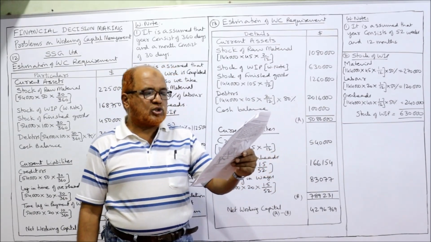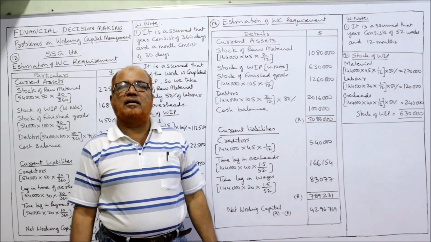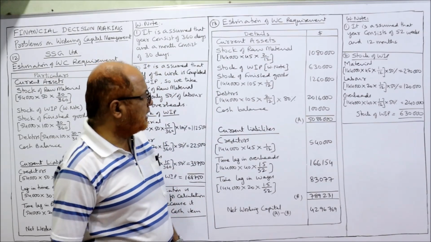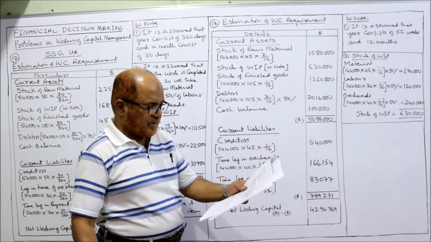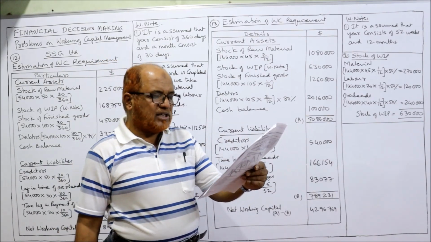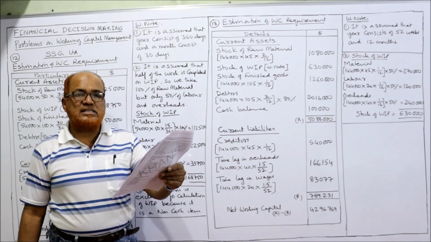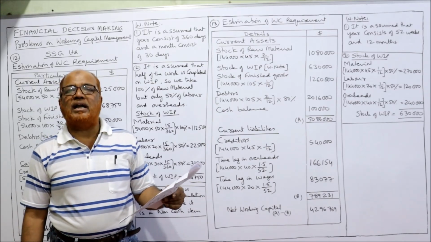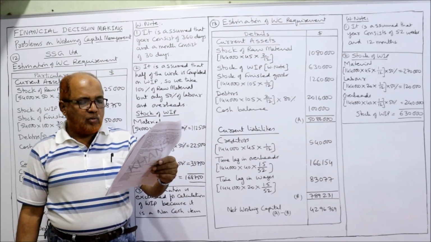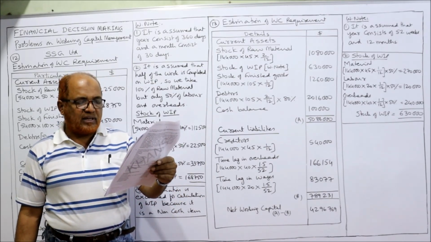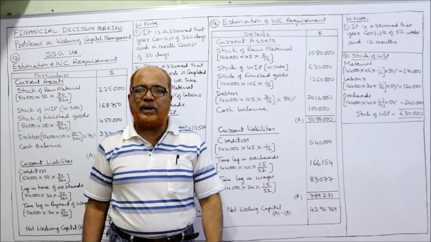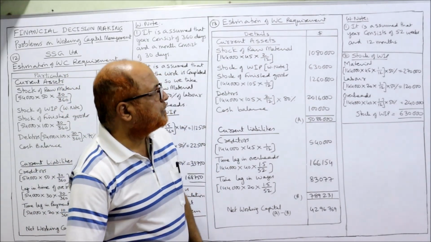The company expects to keep a cash balance of 1 lakh. So cash balance 1 lakh, directly you can take it here. Next one is, the company is poised for a manufacture of 1,44,000 units in the next year. So output required is 1,44,000 units. You are required to prepare a statement showing the working capital requirement of the company. That's all.